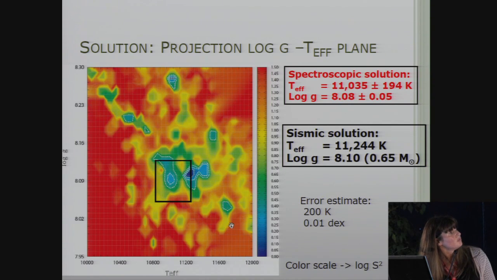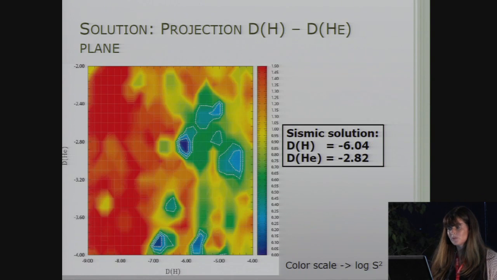I have to mention that here the color scale is a logarithmic scale, so there's actually a great difference between the blue zone and the red zones. It's emphasized more. So here we have a nice fit so far. If we look into the projection of the hydrogen layer against the helium layer, we found that there are few solutions. Here is our solution, well defined as well. It looks like it's a really thin hydrogen layer.